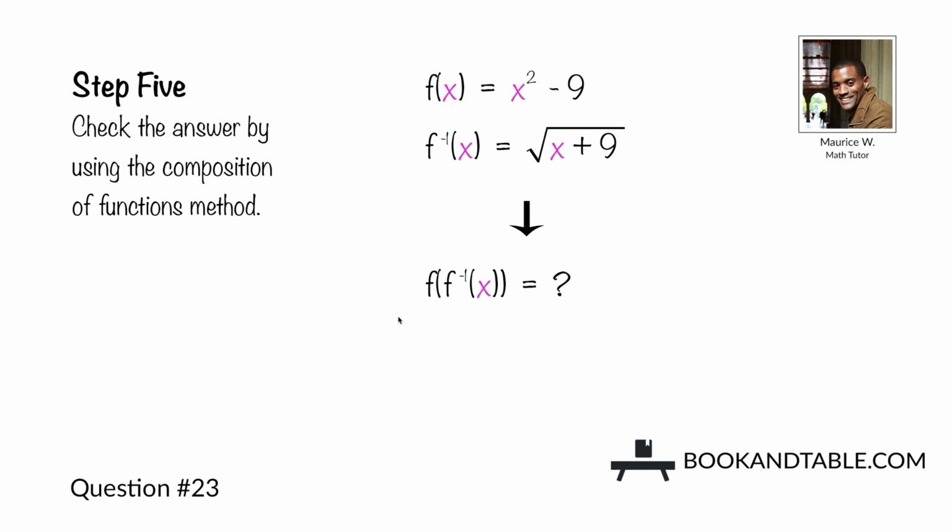So we'll begin by testing f of inverse of x. So we write the expression for the outer function, the f function, which is x squared minus 9. And then we replace each x with the expression of the inner function, the inverse. So we get the square root of x plus 9 squared minus 9.